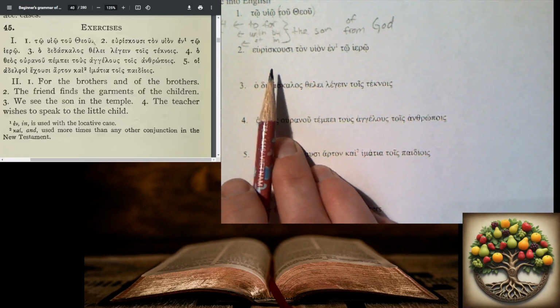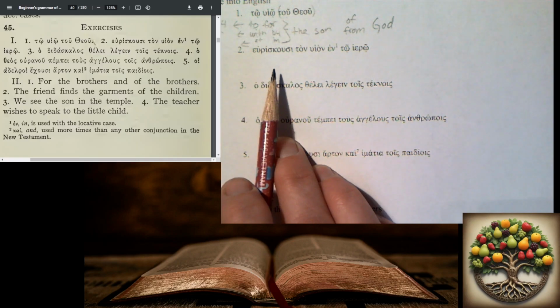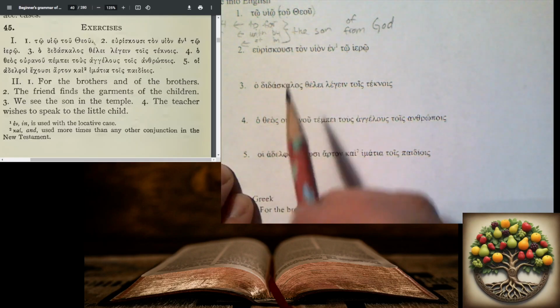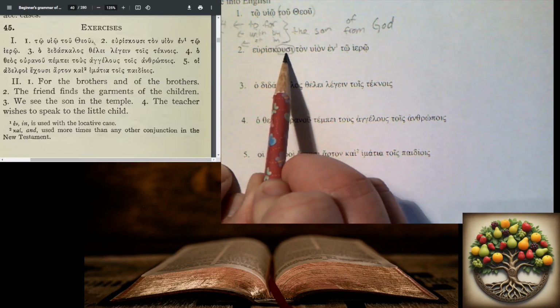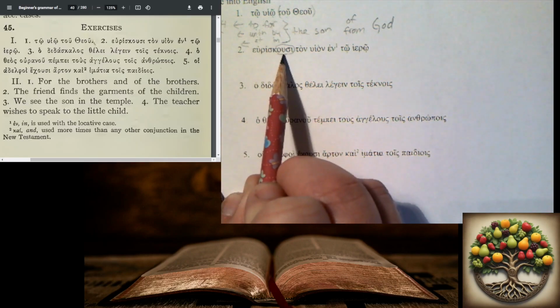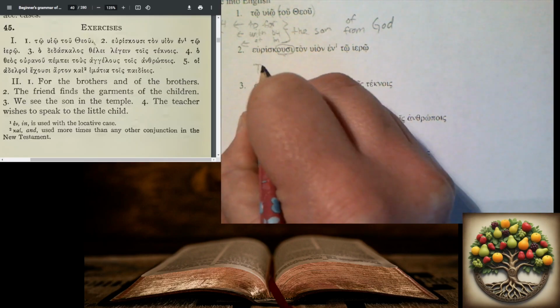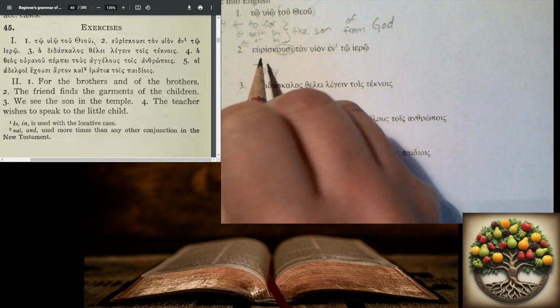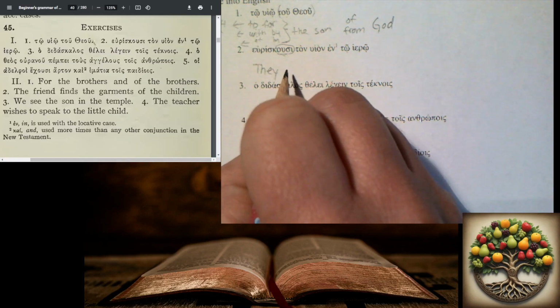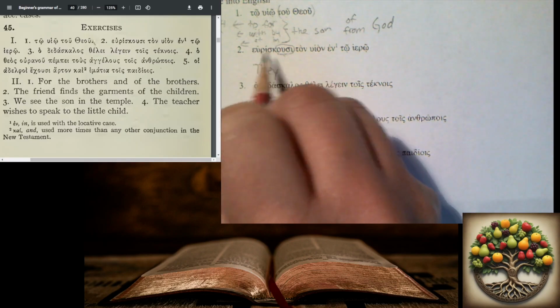All right, number 2. Heuriscusi ton huion in to iru. All right, so here we have our ending for third person, and it's plural. So this is going to be they, and we don't have a word in the nominative case, and our subject is encoded in the verb. So this is going to be they. And the word is going to be find. Heurisco is I find, so they are finding.